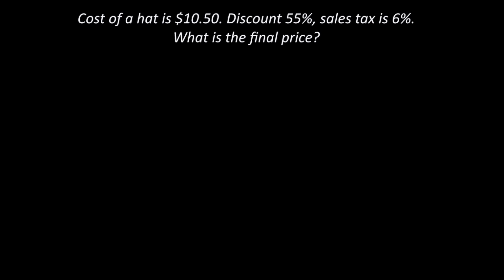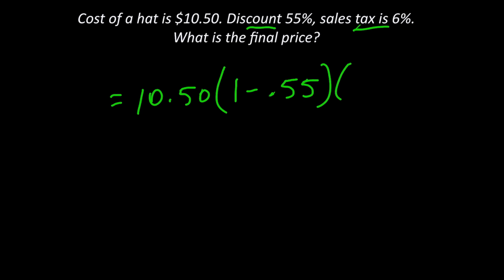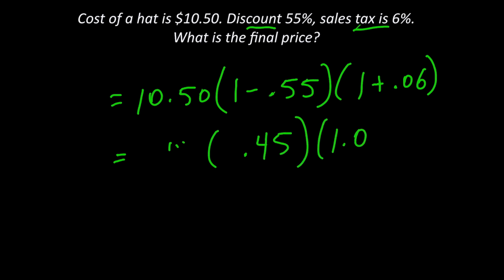We have a hat, $10.50. We got a discount, and then we got a sales tax. So we're going to put the original price. For the discount, we're going to use 1 minus 0.55. For the sales tax, 1 plus 0.06. 1 minus 0.55 is 0.45, and 1 plus 0.06 is going to be 1.06.